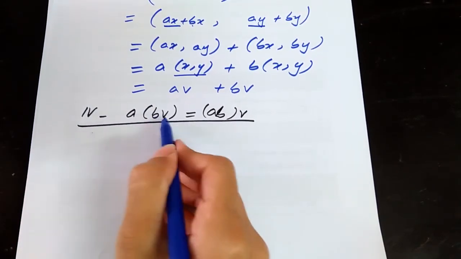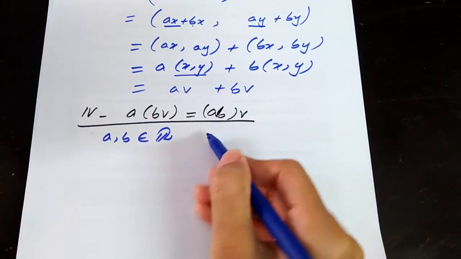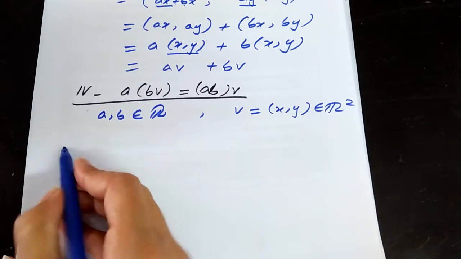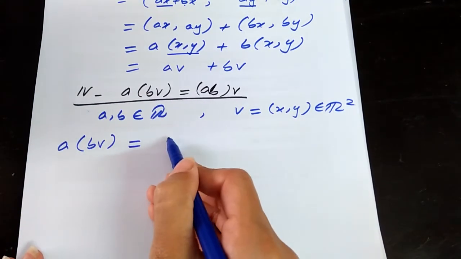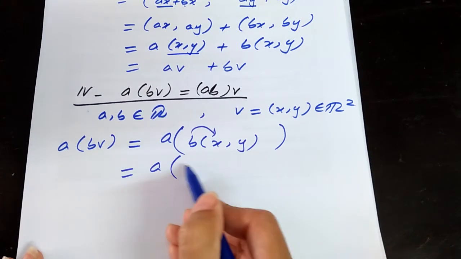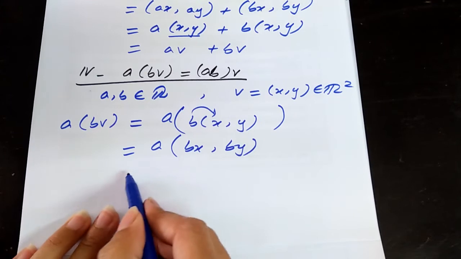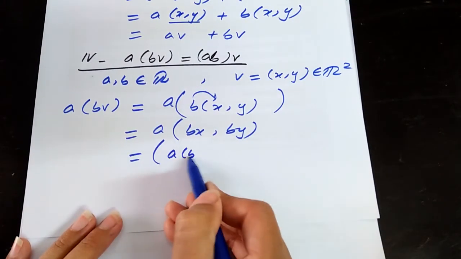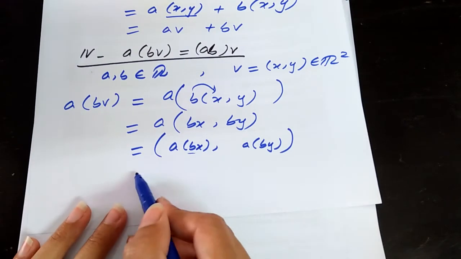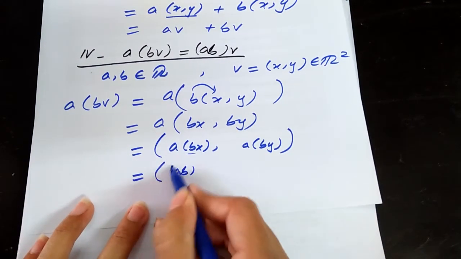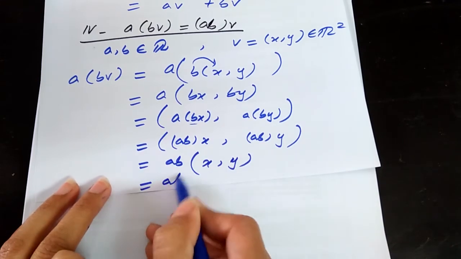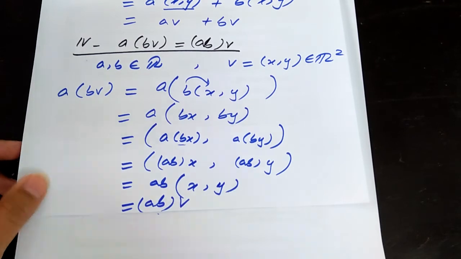For the fourth property, you have to consider two scalars from your main field, that is the set of real numbers. And let this vector v be (x, y), belonging to R2. Now a times (bv) will be equals to a times (b times (x, y)). So first of all, multiply b inside. This will be (bx, by). Now multiply a inside. This will be (a times bx, a times by). And you can write it like this, it is simple, the multiplication for the set of real numbers. So you can just switch their places as (ab times x, ab times y). Now take this ab common and you will be left with (x, y). So this is (ab) times v. So again the fourth property holds here.